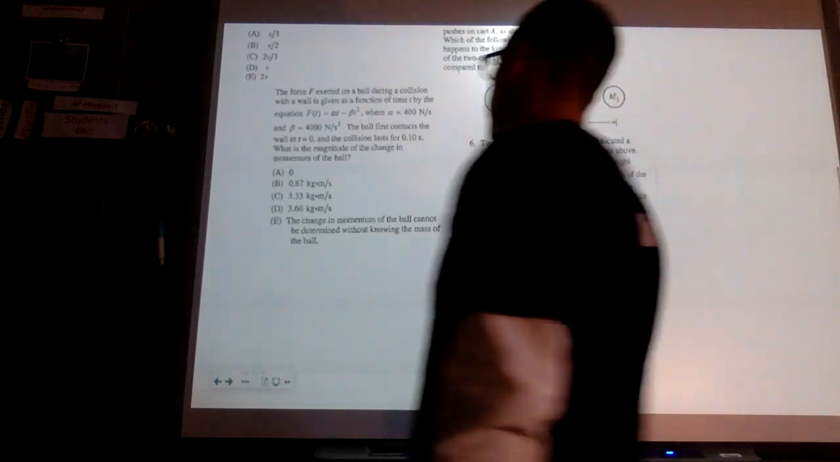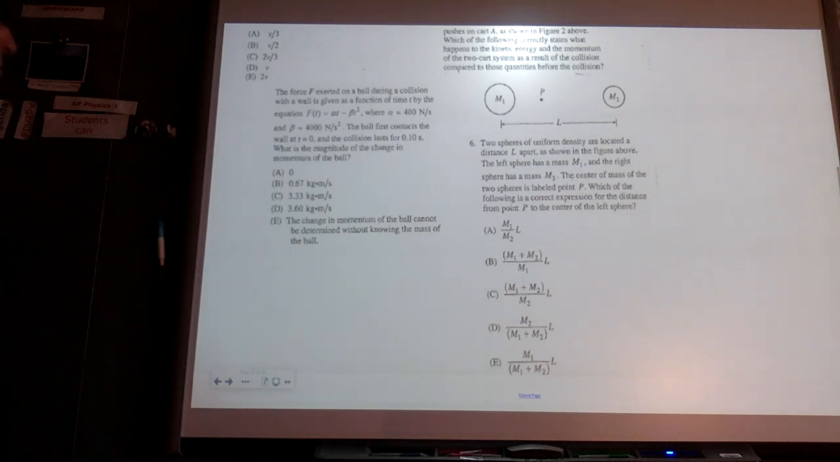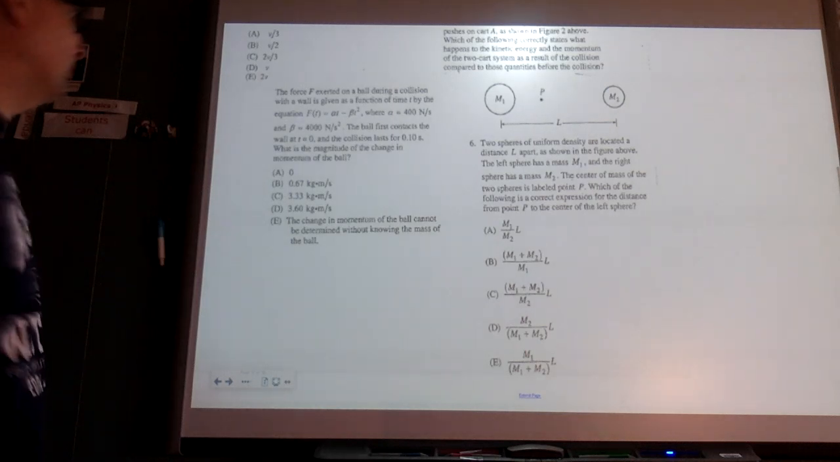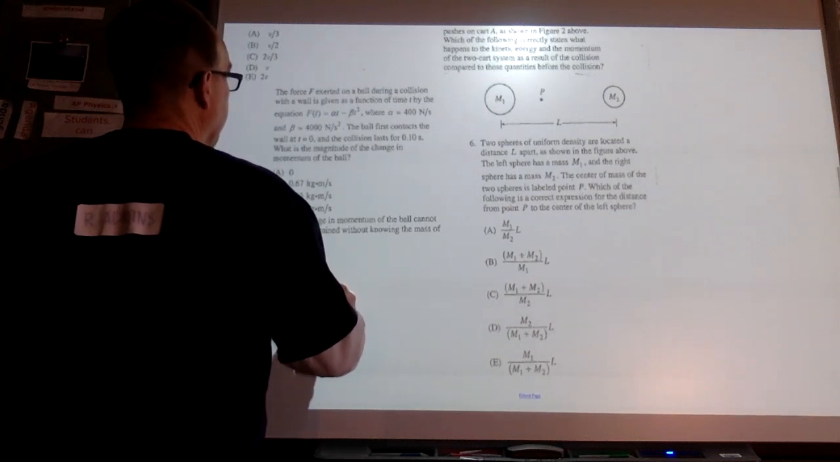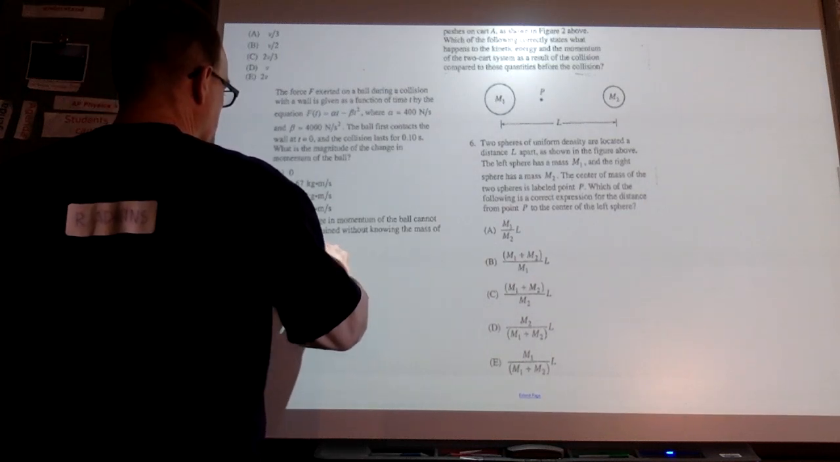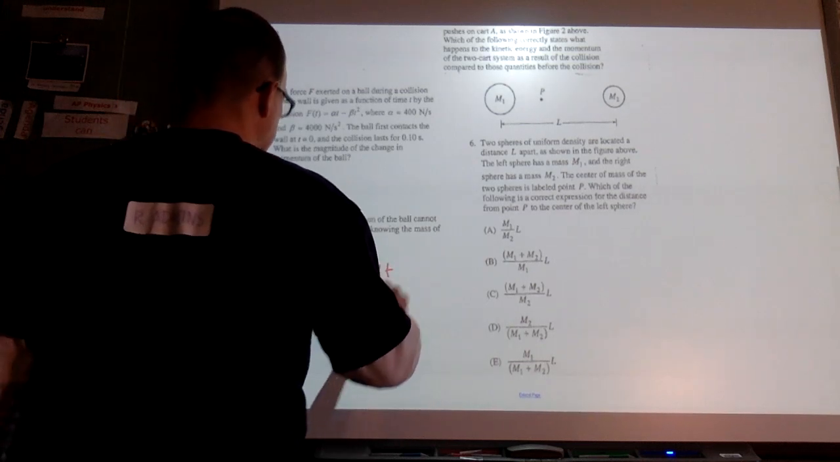The force exerted on the ball during a collision with the wall is given as a function of time by the equation F of t equals alpha t minus beta t squared, where alpha is 400 and beta is 4,000. The ball first contacts the wall at t equals 0 and the collision lasts for 0.1 seconds. So we want to take the integral from 0 to 0.1 of F(t) dt.